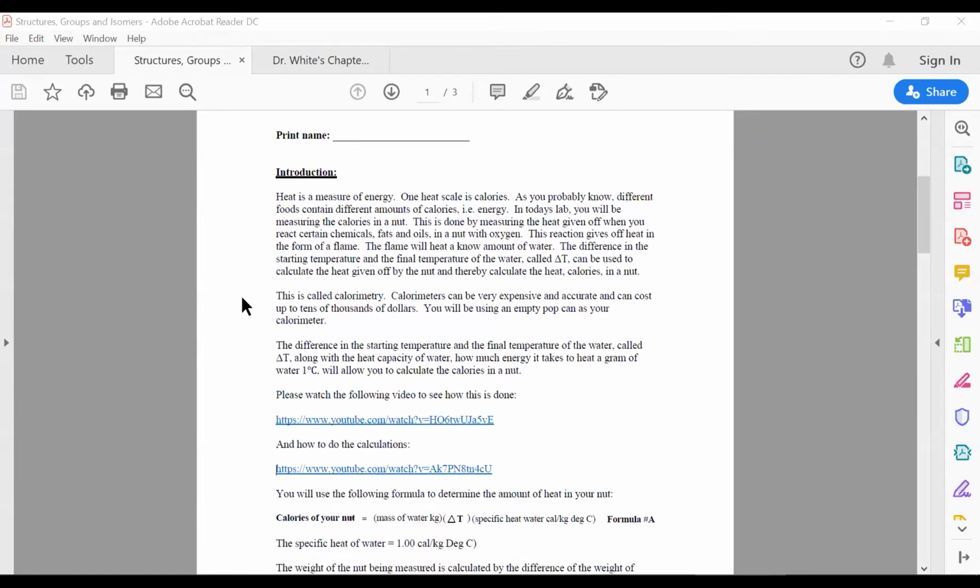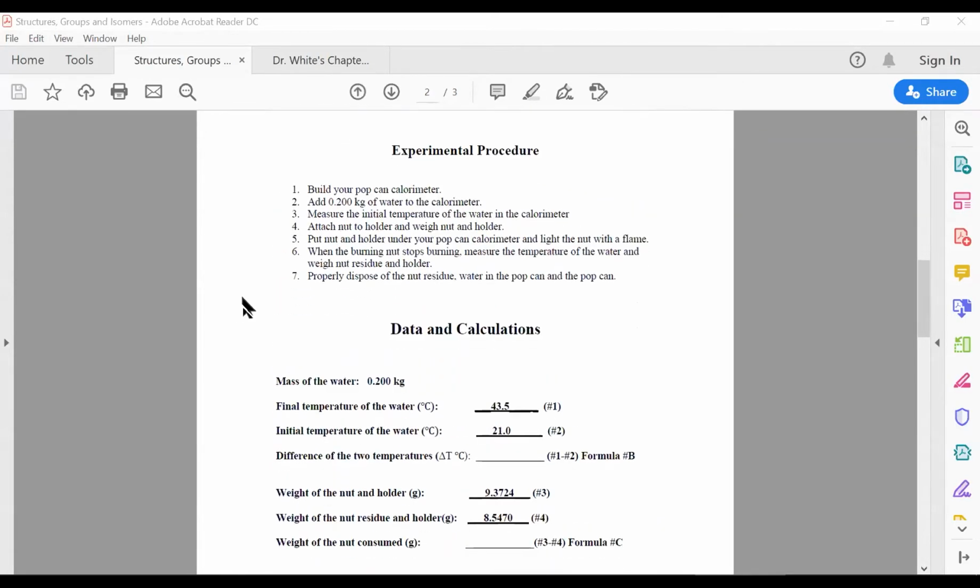Now, in the lab, what you will do is you would have built your pop can calorimeter, add 200 milliliters of water, which because of the conversion is 0.200 kilograms. You'd measure the initial temperature. You'd put the nut on the holder, which is a trick to keep it balanced there, but it's doable, and I show students how to do it. You weigh the nut in the holder. You put the nut and holder under your pop can. You light it. And by the way, if you do it correctly, it lights almost immediately.